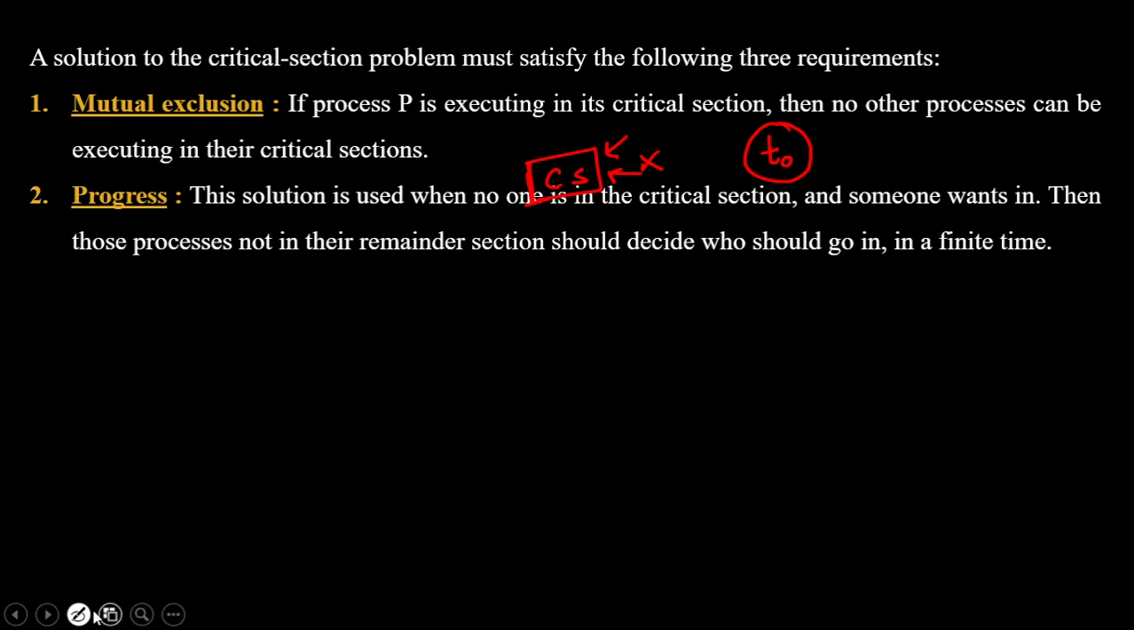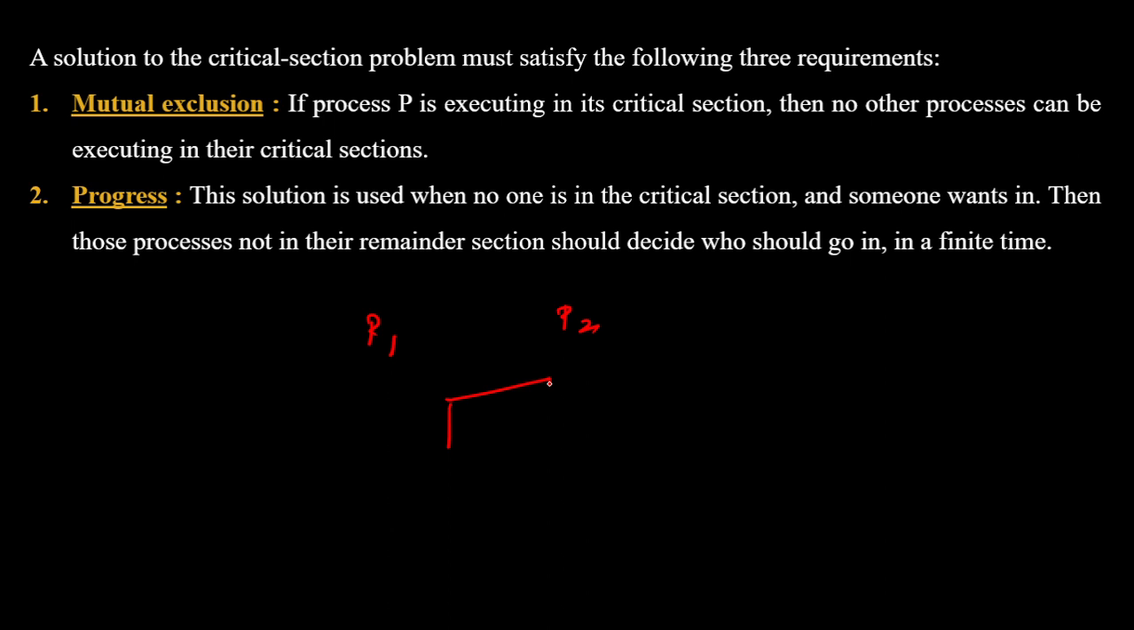Second point is progress. They are saying that if suppose I have two processes P1 and P2, and I have this critical section over here. Now P1 does not want to enter the critical section, okay? P1 says that I am not interested in entering the critical section. Then if P2 wants to enter, P2 should enter. But P1 should not stop P2 from entering.